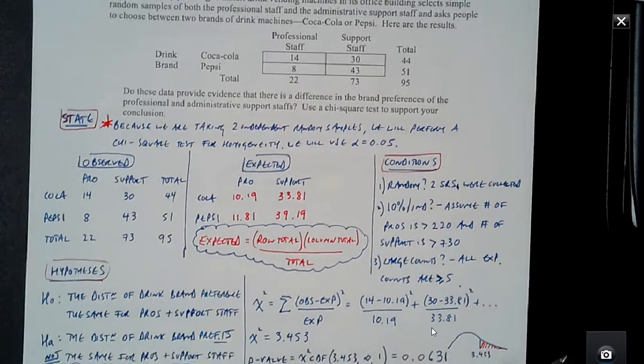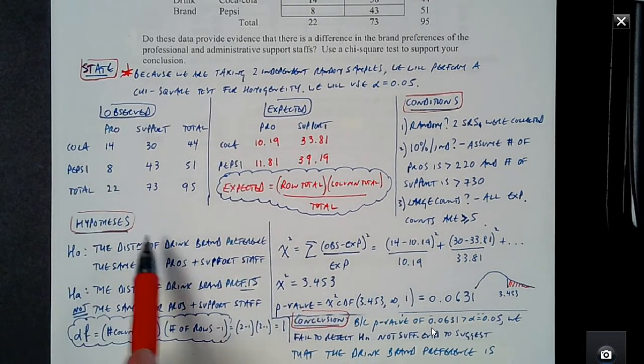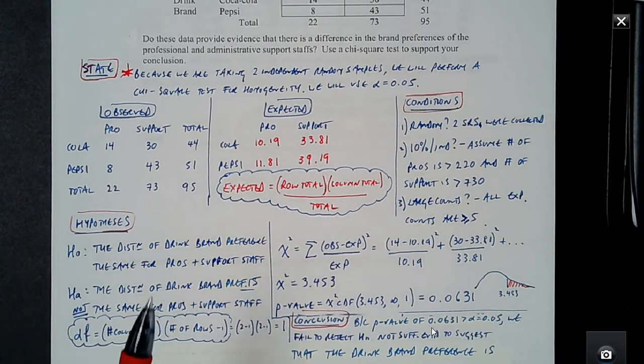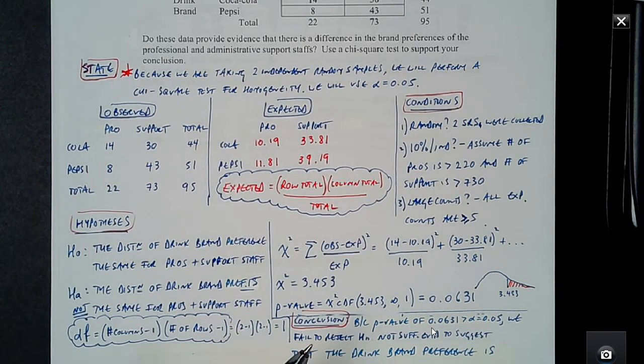Now, essentially, I should have started with the hypotheses at the very beginning, but I didn't. So let's refer to them right now. With a test for homogeneity, you're trying to see if the distributions for the professional staff and the support staff are the same in their drink preference.